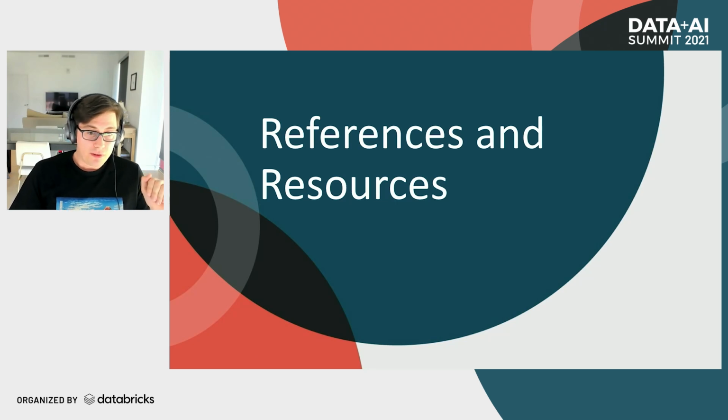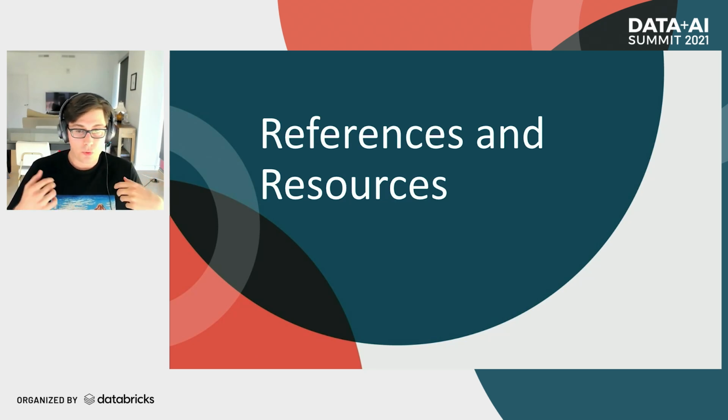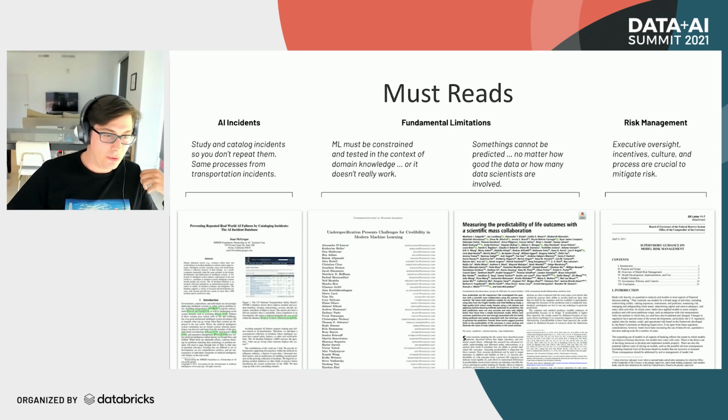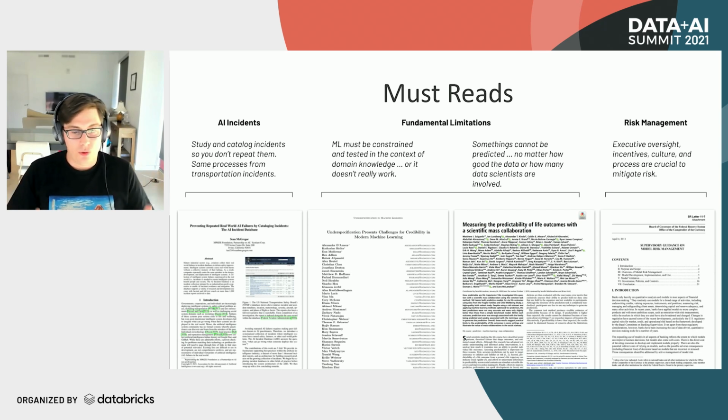All right, and just a few references and resources. These are papers, and if you haven't read them, I would really suggest reading them. This is the AI incident database paper. I think the title says it all: preventing repeated real-world AI failures by cataloging incidents. Don't make the same mistake that another company made, especially when it's public, and you could just look at it and not do it again.